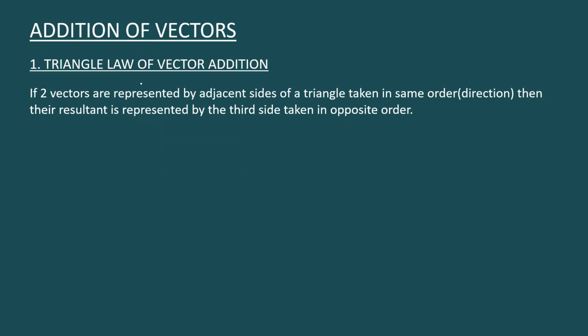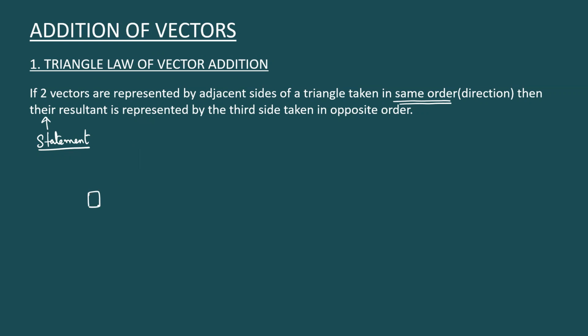Let us see the first method, that is the triangle law of vector addition. Let us see the statement. It states that if two vectors are represented by the adjacent sides of a triangle taken in the same order, then their resultant is represented by the third side of the triangle taken in the opposite order. This is the statement. Let us take an example of what we are trying to understand.